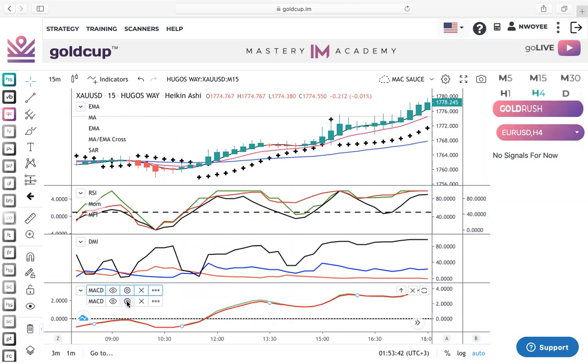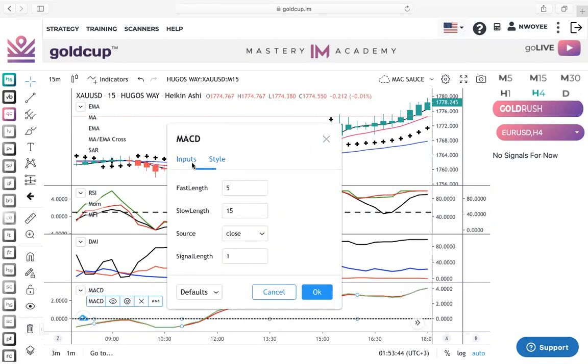Now we're going to do the second one so we can get into the juicy stuff. The second MACD is 5, 15, close, 1. This is the second MACD input. All right, and then we're going to go to the style.